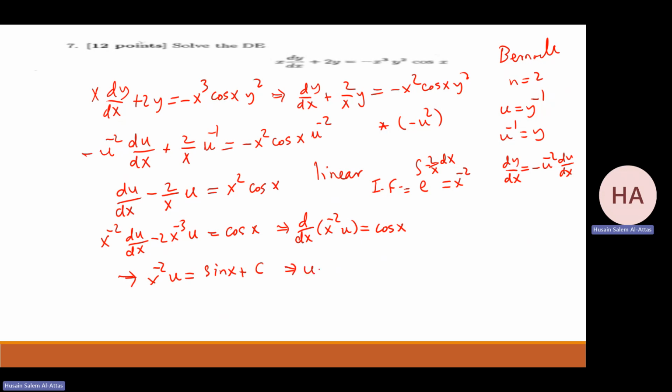So u is what? x squared sine x plus c x squared. But what is u? It is y^-1. So that would be the answer. Or I can write it y equal 1 over this, if you want like the explicit solution.